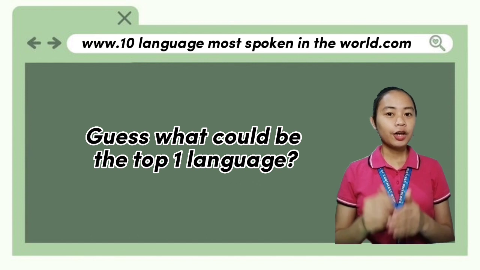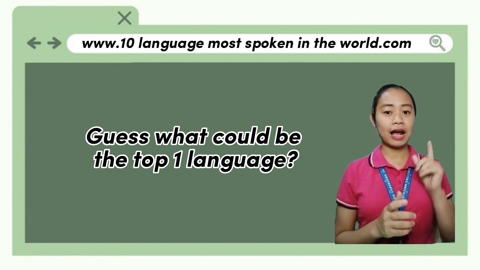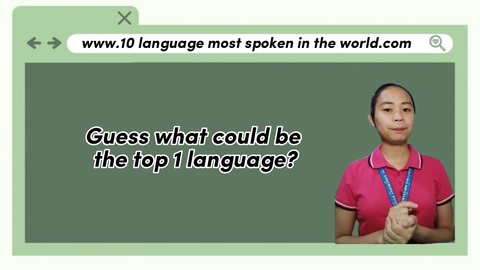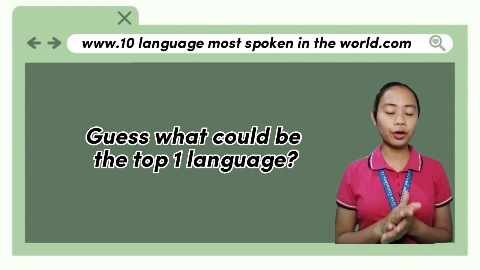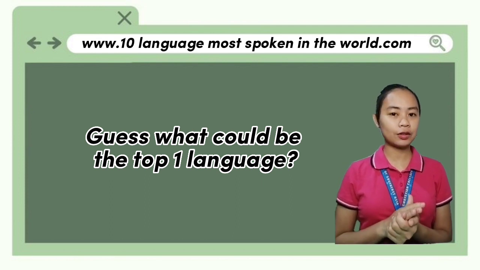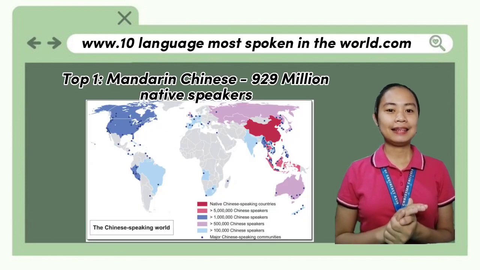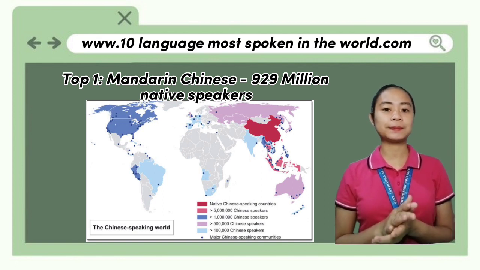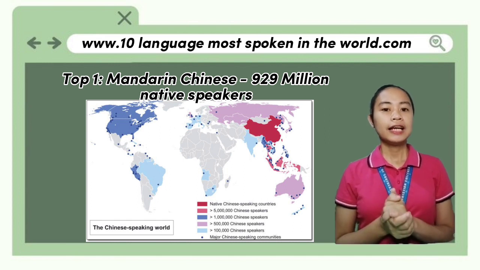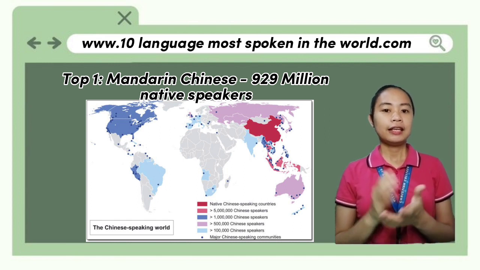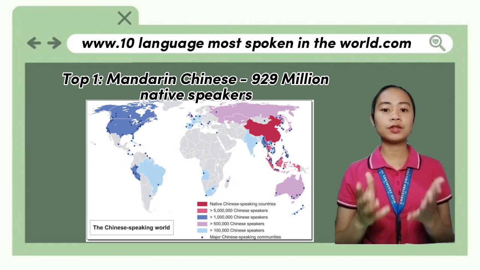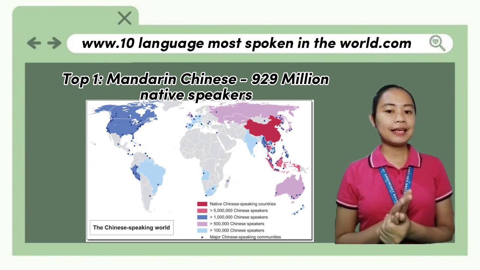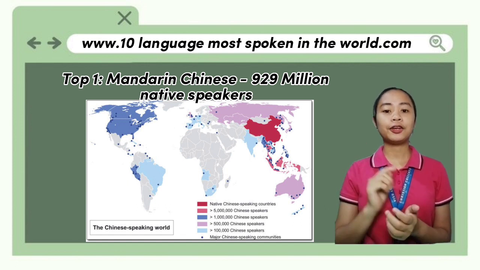Now, are you ready to know which language is the top 1? Well, the language that takes the number 1 place in our list, and therefore the most spoken first language in the world, is the Mandarin language. Mandarin is only one of the many Chinese dialects spoken in China. However, it is officially the official language of the People's Republic of China. Because of this, Mandarin is often referred to as Standard Chinese.